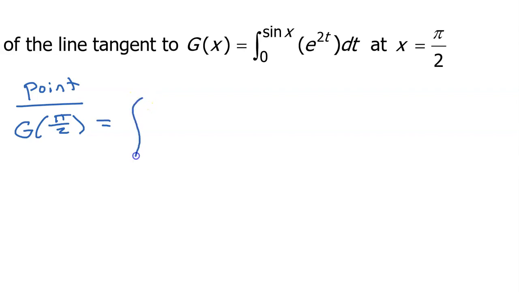Maybe I'll do this in 2 steps. If I plug in pi over 2 for x, that means I have sine of pi over 2 at the upper limit of integration. But we know that sine of pi over 2 is 1. So just keep that in the back of your mind for the next step. So this is really just a 1. Anyway, let's continue. So we have e to the 2t dt.